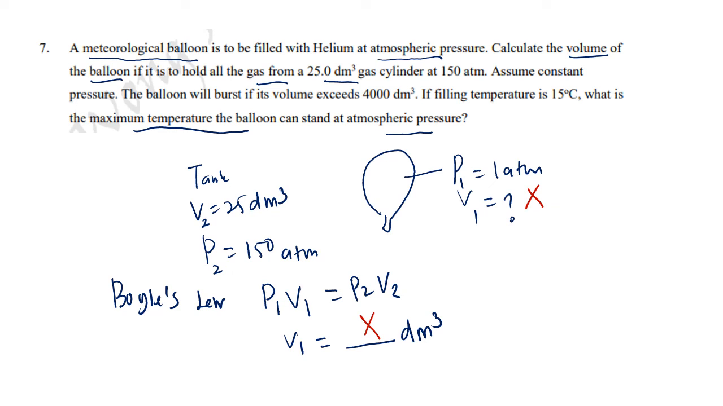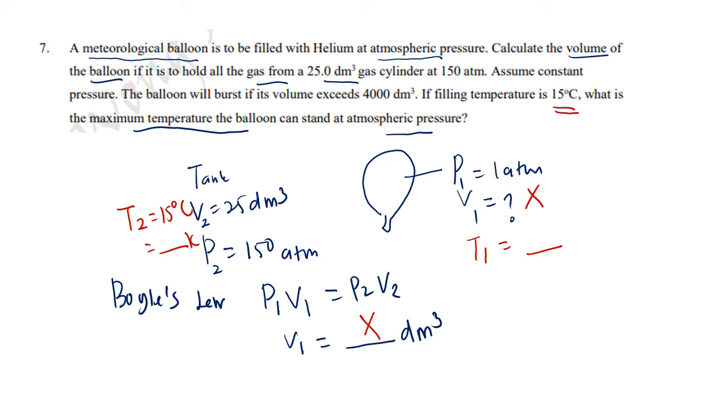Then for this next question, we are talking about temperature. Okay, another variable right now, the temperature. So if the filling temperature is 15 degrees Celsius, means that in the tank, okay, in the gas cylinder, T2 is 15 degrees Celsius. Okay, so this one you convert it to Kelvin. Okay, and you want to find T1.